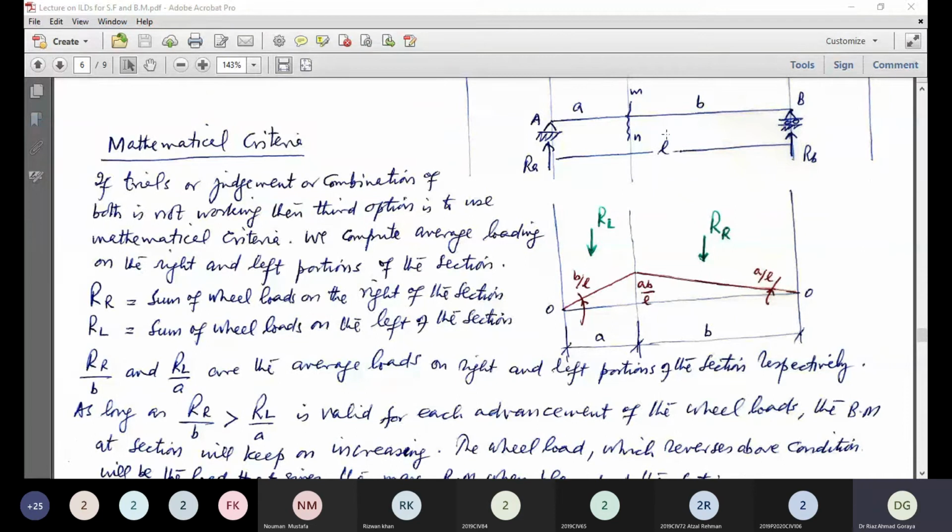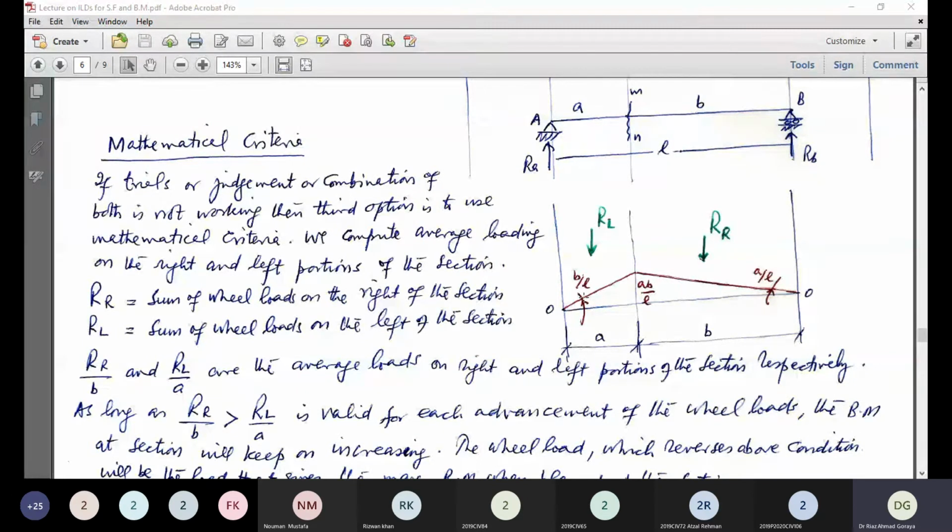Now look at this simply supported beam, and these mathematical criteria are feasible for simply supported beams. Now section MN is at a distance small a from support A, and at a distance small b from support B. Now what we do, this is the influence line diagram, same concept. We compute the average load on each portion, right portion and left portion.